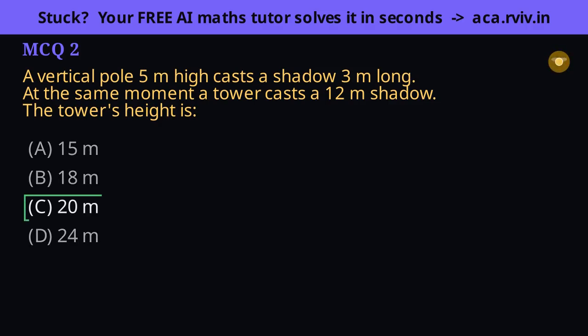The traps are seductive. 15 comes from multiplying 5 by 3, 18 from adding the shadow difference, 24 from doubling 12. Only 20 respects the actual height to shadow ratio of 5 to 3.